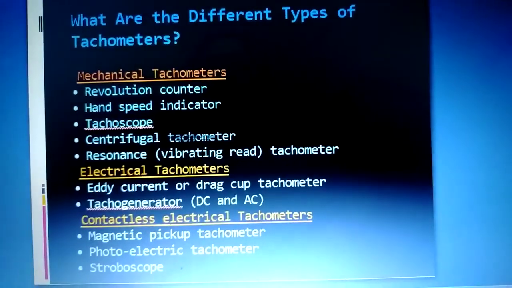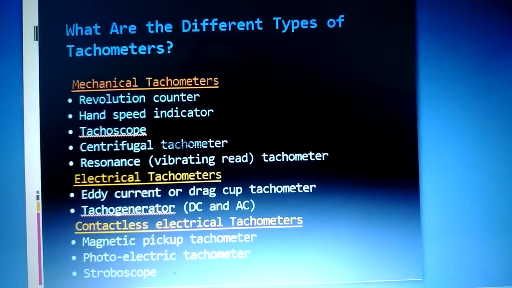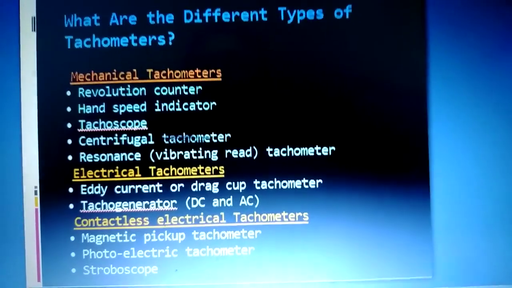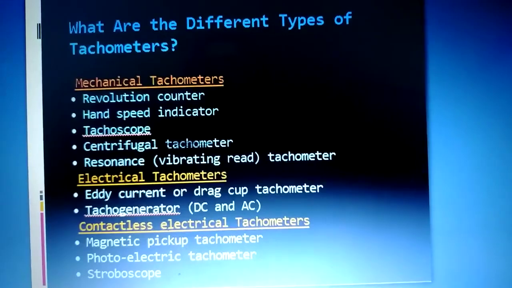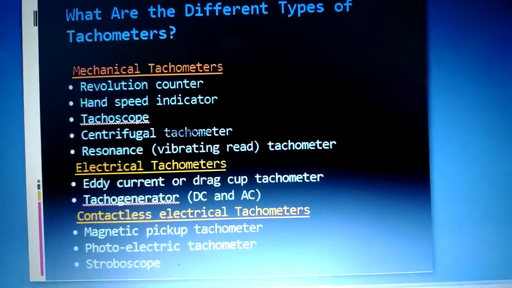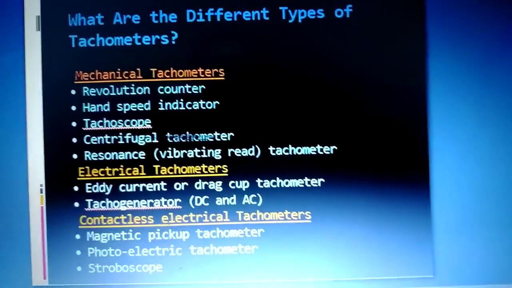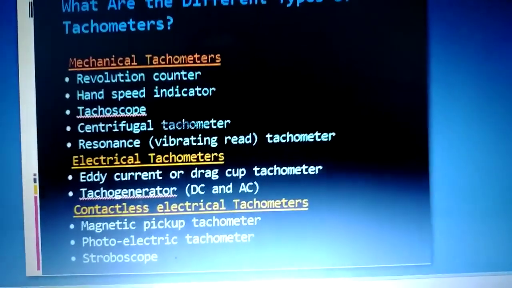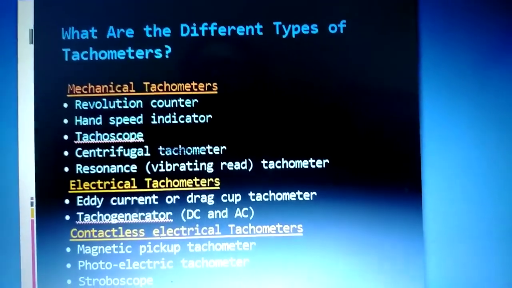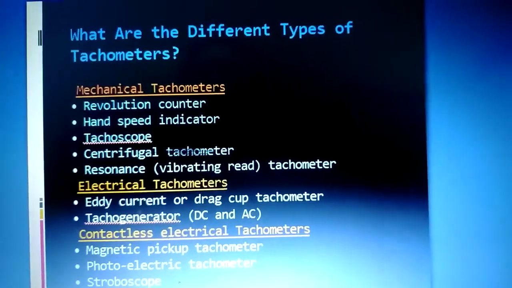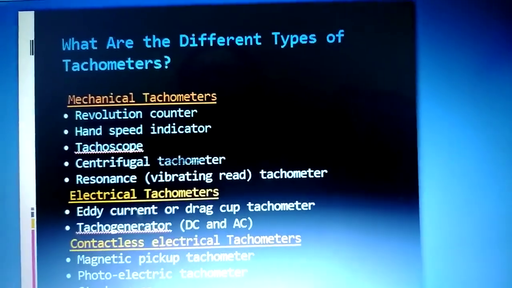Now let's move on to electrical tachometers, which are classified into different types. One is the drag cup tachometer or eddy current tachometer. In this arrangement we use an aluminum cup, drag type shaped, in a magnetic field. It works on the eddy current principle. What does eddy current mean? Eddy current always opposes the magnetic field. Based on this principle this tachometer works.